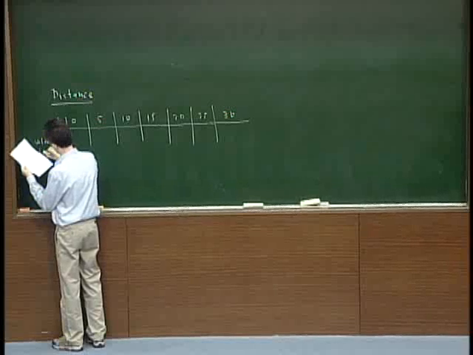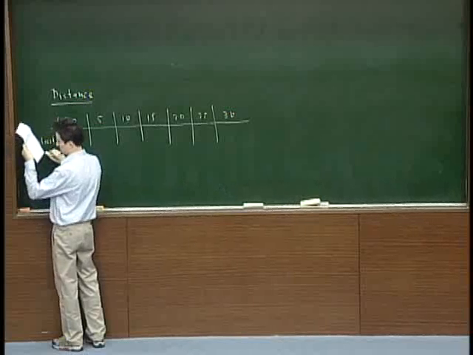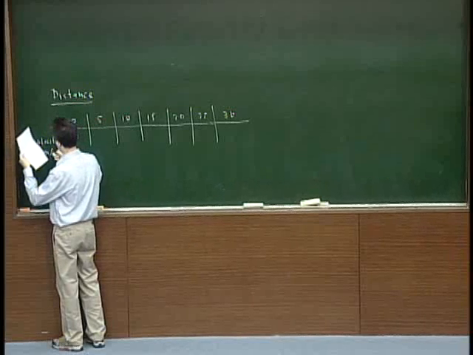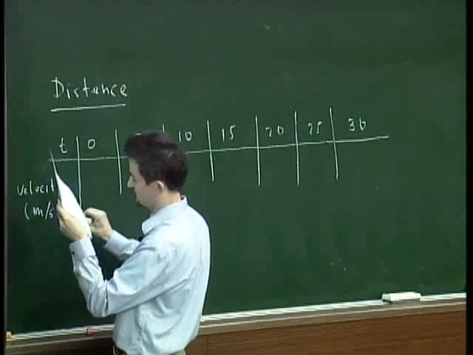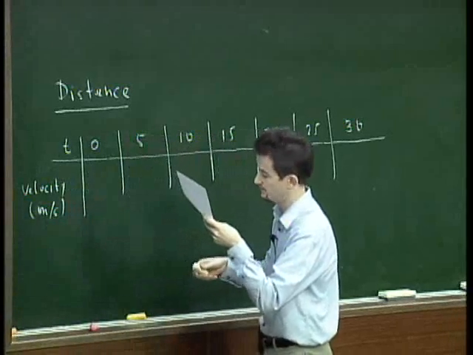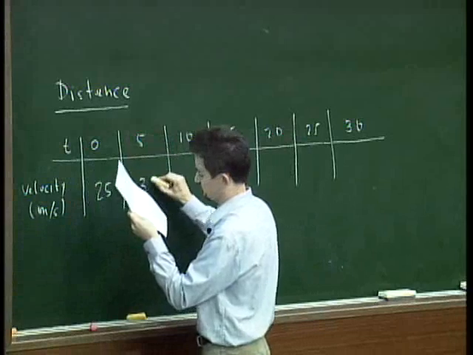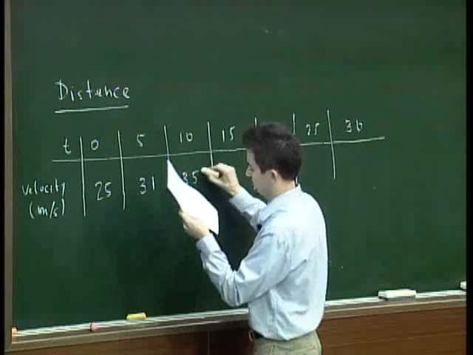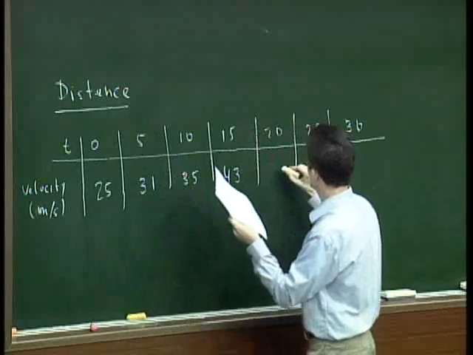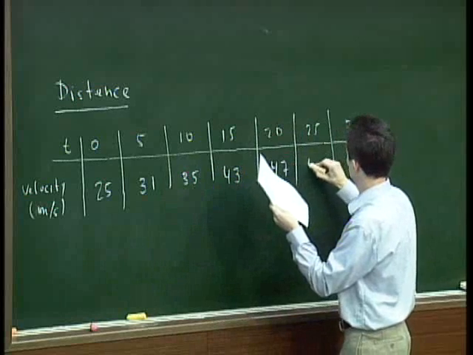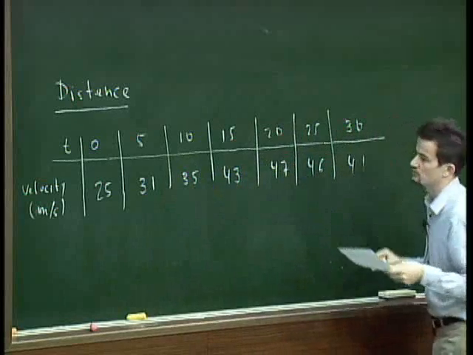The velocity in meters per second. In our textbook, you'll find feet per second, but I'm not used to feet, so I use meters per second. So you have here 25. Here you have 31. Here you have 35. Here you have 43. Here you have 47. Here you have 46. And here you have 41.